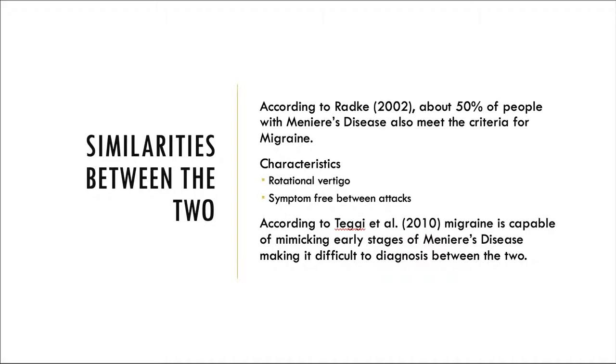And then according to Teggi et al. back in 2010, migraine is capable of mimicking early stages of Meniere's disease, which will make it incredibly difficult to diagnose between the two, especially knowing that vestibular migraine is a diagnosis of exclusion. You sort of have to rule out everything else before you can do that. So if it is vestibular migraine, but it's mimicking Meniere's disease, and you treat for Meniere's disease, those patients who actually have vestibular migraine might not see any benefit.